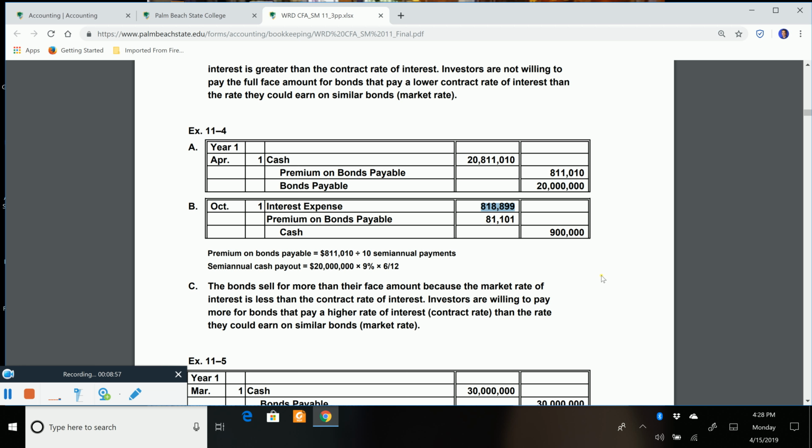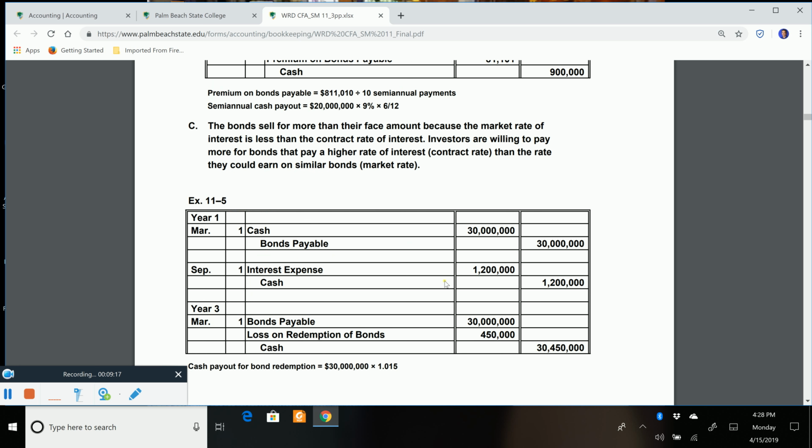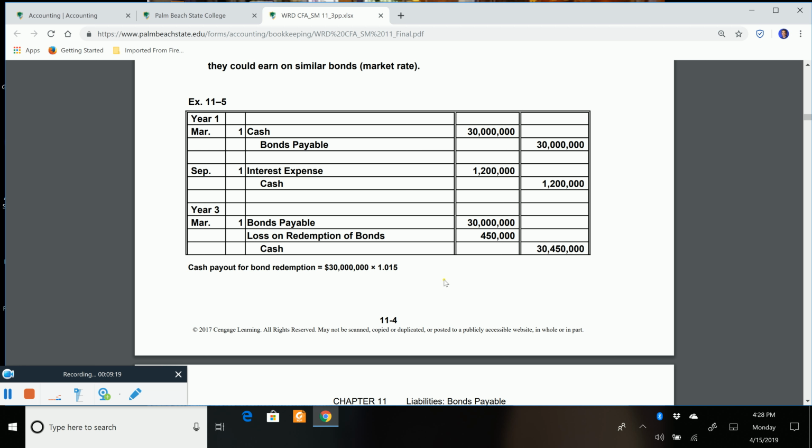You can see here the interest expense is less than the cash payment. That is because the extra added premium amount that we received when we sold the bonds is actually a reduction of the interest expense over the life of the bonds. So exercise 3 and 4 are examples of us selling bonds. We can sell bonds, of course, at the exact face value, or we can sell bonds at a premium or a discount.